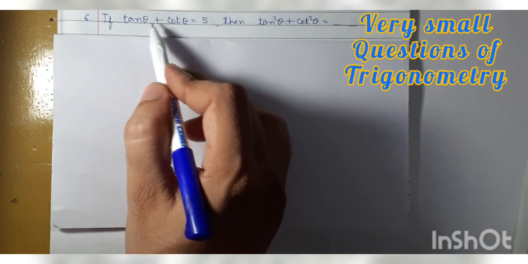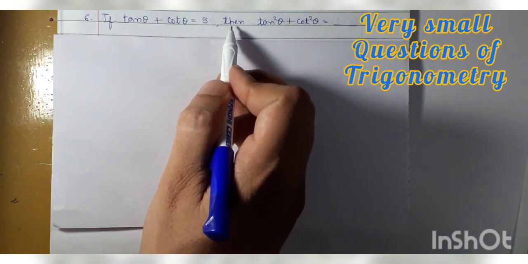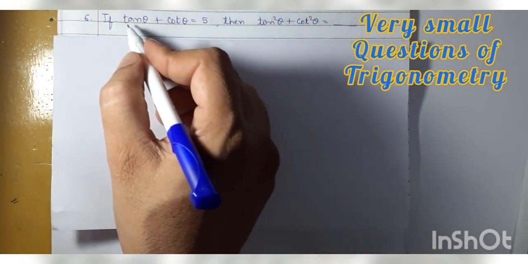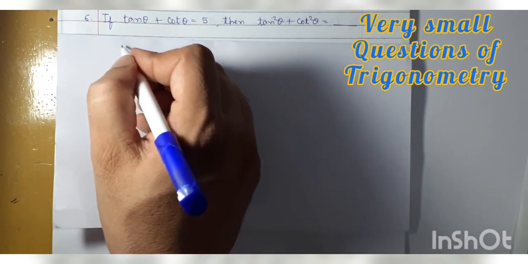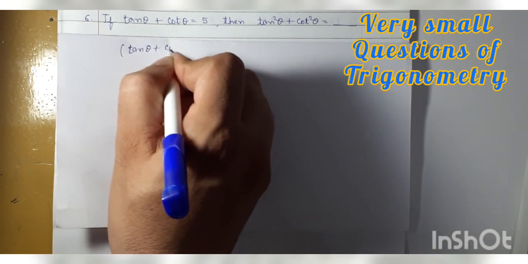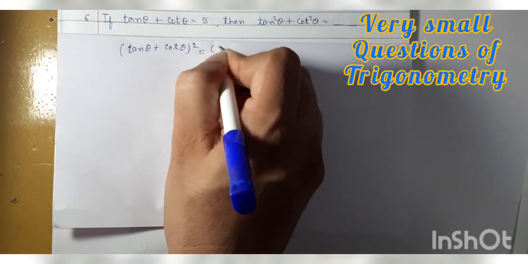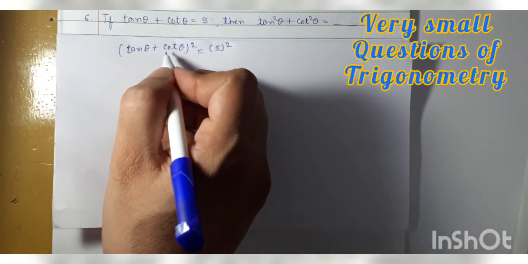If tan theta plus cot theta is equal to 5, then you have to find the value of tan square theta plus cot square theta. Okay, whatever is given to you, you have to take its square. I am taking square on both sides. Tan theta plus cot theta whole square. And what is the square of 5? It is 5 square.